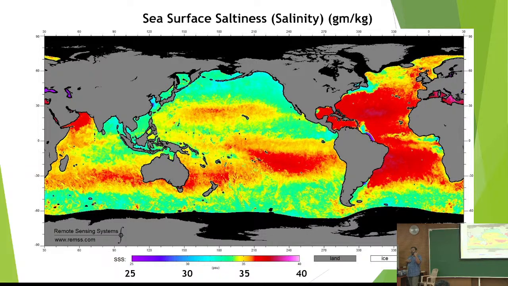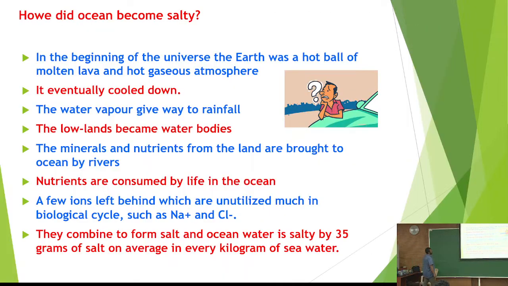Okay. So, I am just posing these questions for you to think and imagine how this is achievable in terms of fundamental science. The question: how did the ocean become salty? Some of you may know the answer. So, this is the sequence of events. We hypothesize the reason why the ocean is salty: in the beginning of the universe, the earth was a hot ball of molten lava and hot gaseous atmosphere. It eventually cooled down and the water vapor gave way to rainfall.